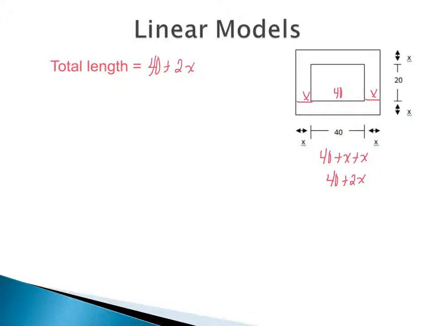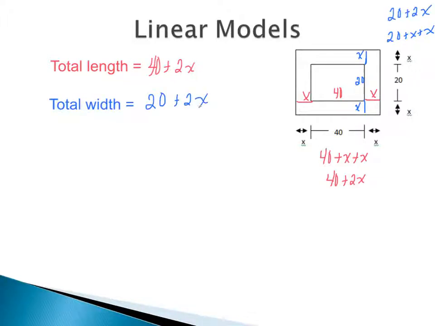The same idea is happening with our width. So we had the 20, which was your inside for your park, that was your width, but then we had our sidewalk being added, which then extends our rectangle, so we have an additional x and x. Well, just like we had 40 plus x plus x, because we had that sidewalk on either side, we now have for our width 20 plus x plus x. So that means that our total width would be equal to 20 plus 2x.